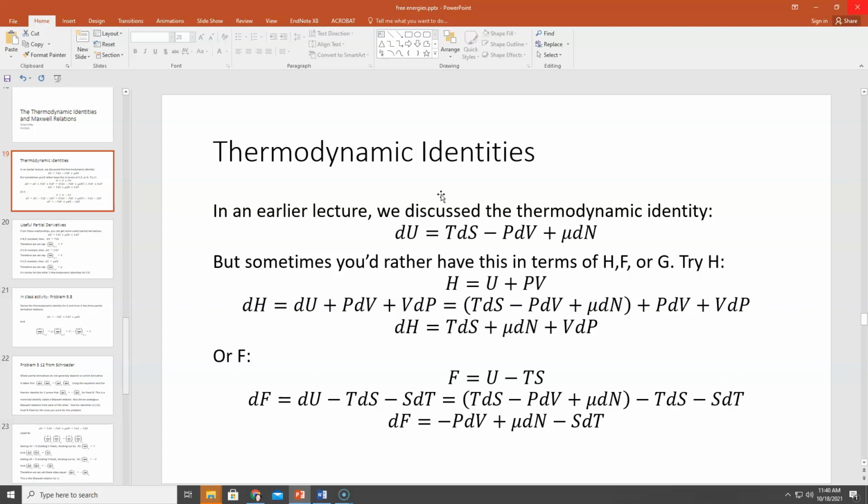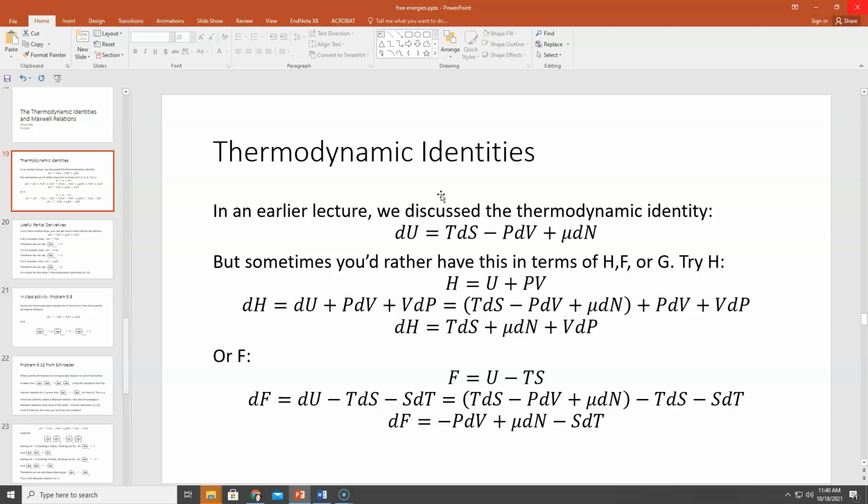But sometimes you might rather have this identity in terms of one of our other thermodynamic potentials, like the enthalpy H, the Helmholtz free energy F, or the Gibbs free energy G. So let's figure out what this identity would be for H. Remember here, H is U plus PV. We discussed that in a couple of previous lectures.